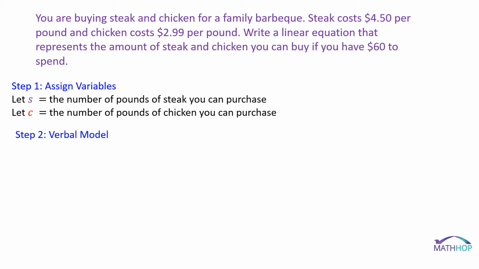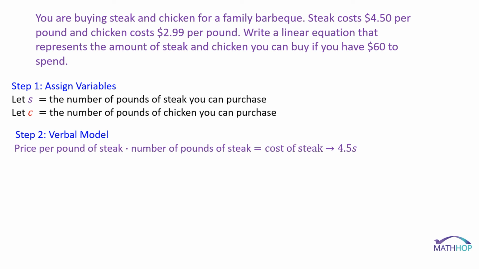Next step, verbal model. Think about what information we are given and what it means in the context of what we're being asked. If I was going to go to the store and buy steak, the price per pound times how many pounds I bought is how they calculate how much I owe the store, right? So the price per pound of steak times the number of pounds of steak is the cost of steak. And in math language, we say 4.5 times S, or 4.5S. The price per pound is $4.50 per pound times how many pounds I buy. If I buy 1 pound, I owe the store $4.50. If I buy 2 pounds, I owe the store $9. That's how they calculate how much I owe them.